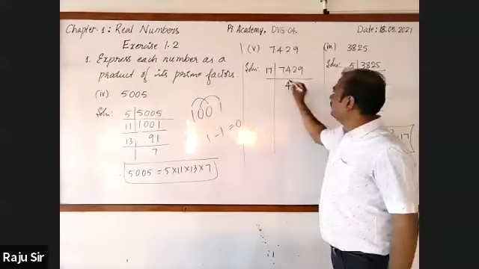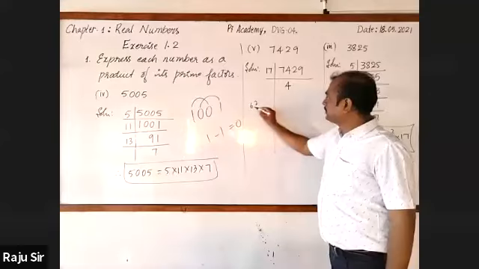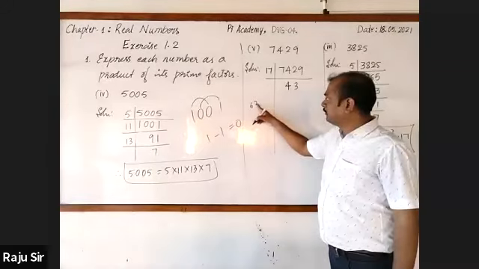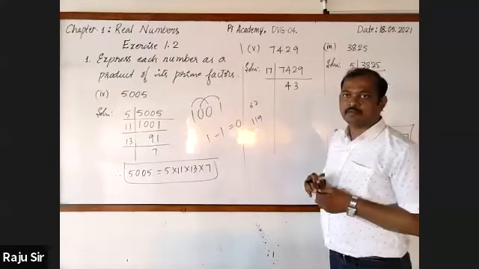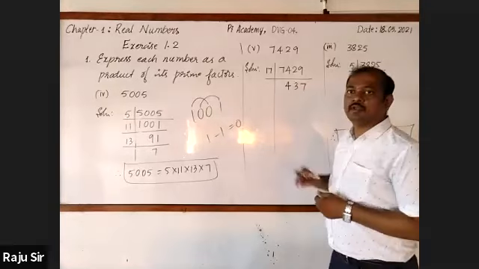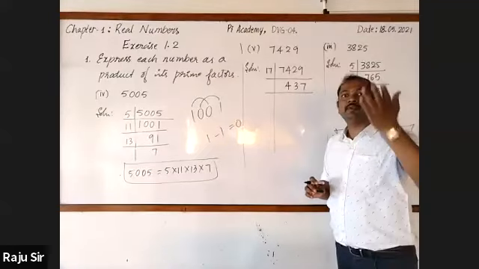Observe. 17 fours are 68, 6 will remain, then it becomes 62. 17 how much are? 3 threes are 51. Then 11 will remain. It becomes 119. 17 sevens are 119. Have you got the same 437? Yes, sir. This number can be divided by which number?